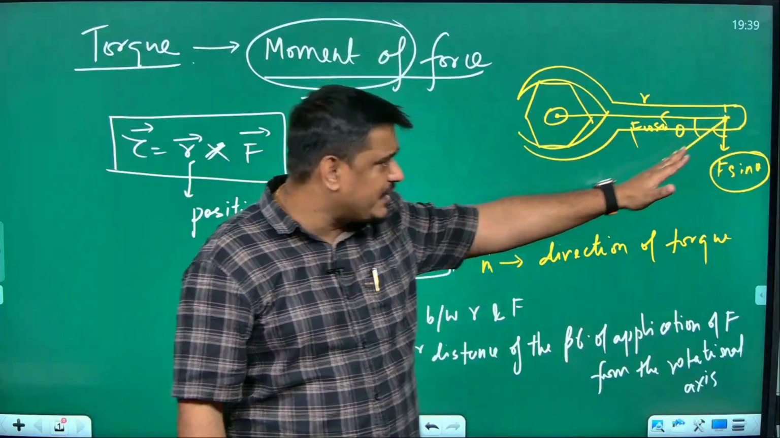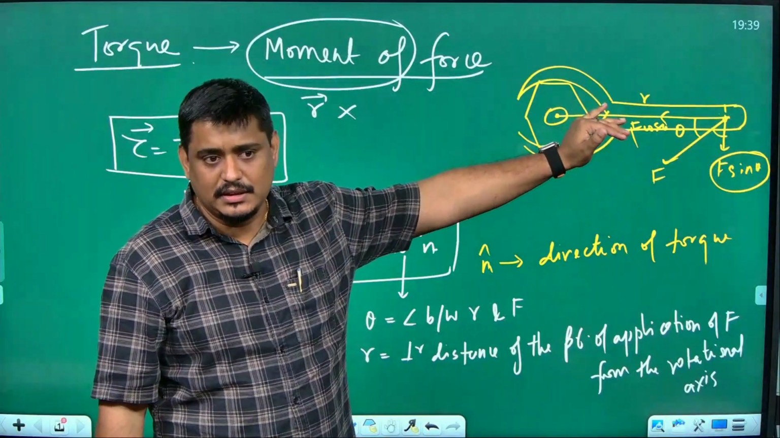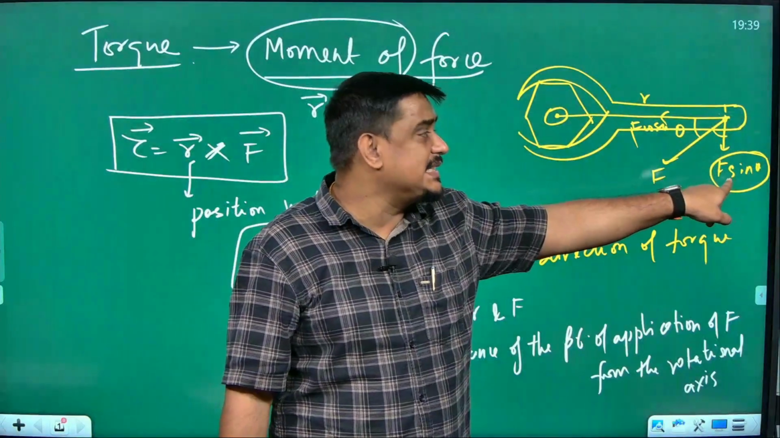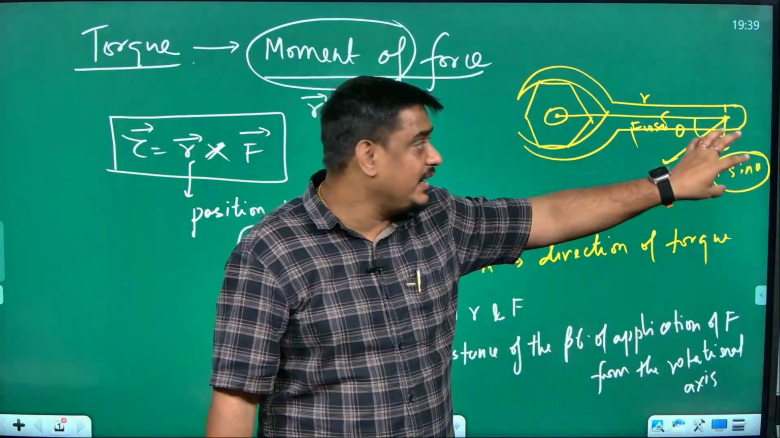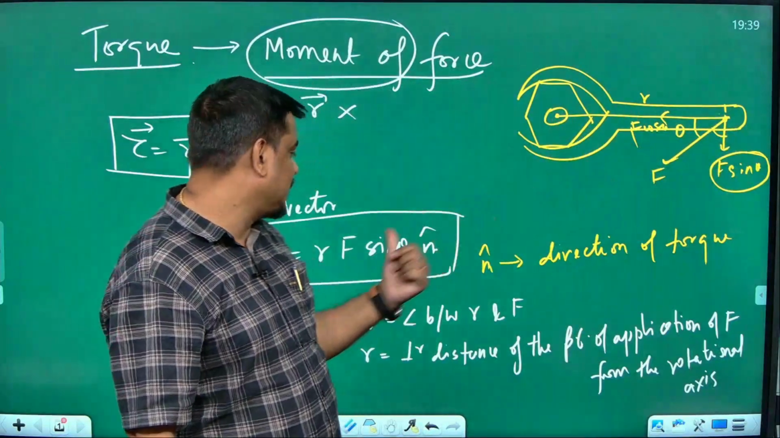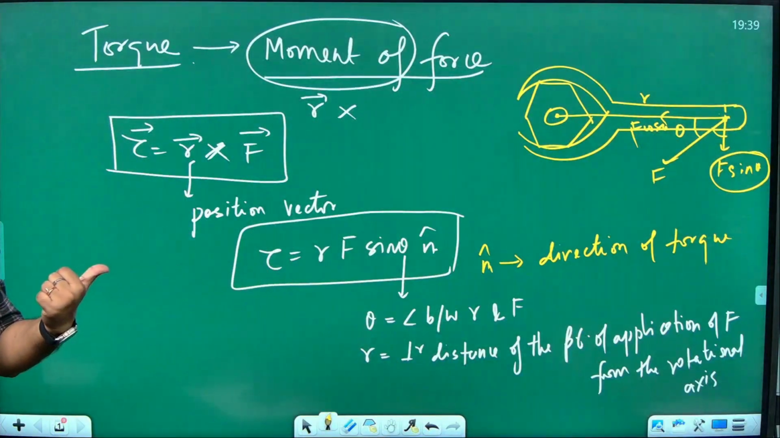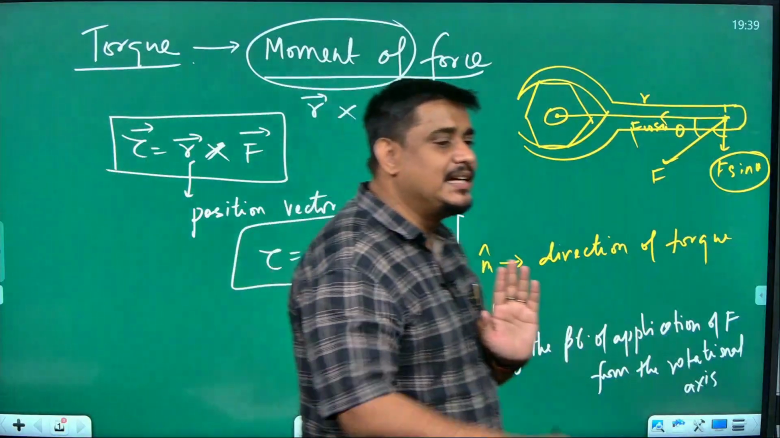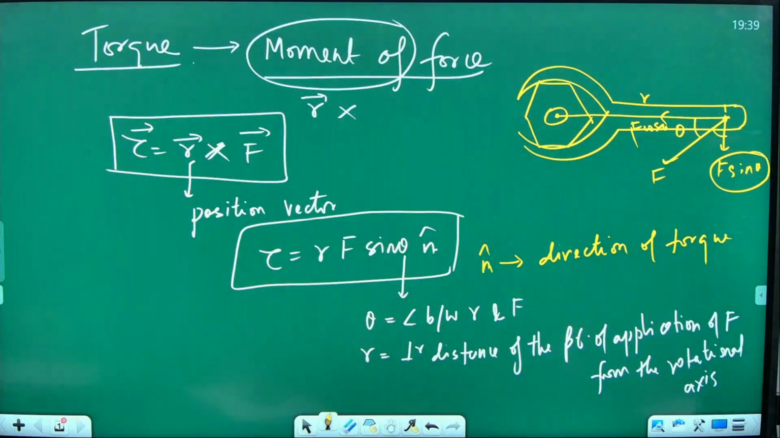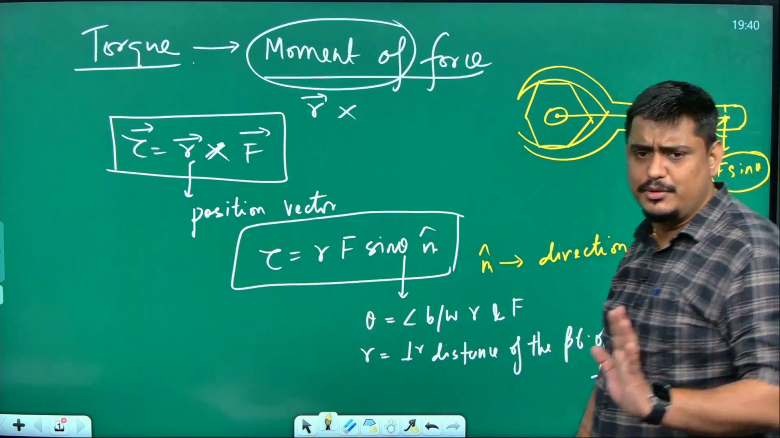But even if F is inclined at some angle theta with the horizontal, then only F sin theta is capable of rotating the body. So I can write F sin theta into r, which is the same formula which I got here. And n cap represents the direction in which the object is moving, either out of the plane or into the plane, because r and F are lying on this board. That's why the movement of the object happens either into it or out of it. Is it clear to you?